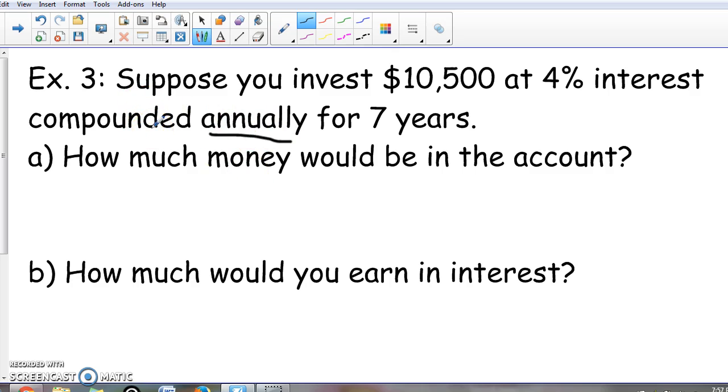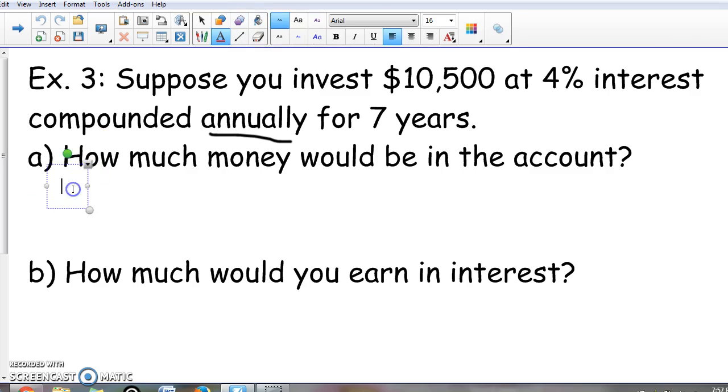So you're now going to use your annual formula, which is the one that has the A, the parentheses, the 1 plus the R raised to the T power. So when you type this in your calculator, you're going to type the A, which is your starting amount, so that's 10,500, parentheses, 1 plus the rate, which is 4%, but you're going to move the decimal to the left twice, so 0.04. Then you're going to raise it to the time, which is 7. You'll type that in your calculator, and that's going to tell you how much is in the account after 7 years.